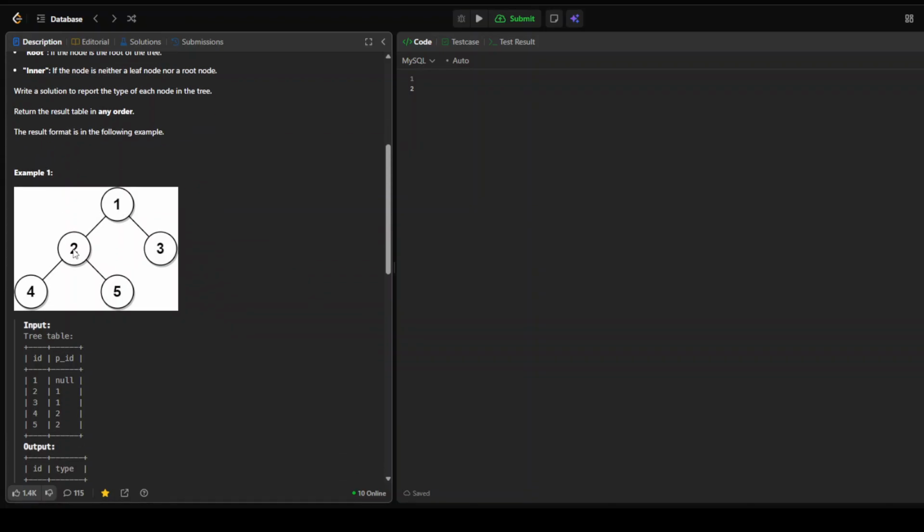So if 1 has 2 and 3, and then 2 has 4 and 5, then 1 becomes root, 2 becomes inner, and 4, 5, and 3 are leaf.